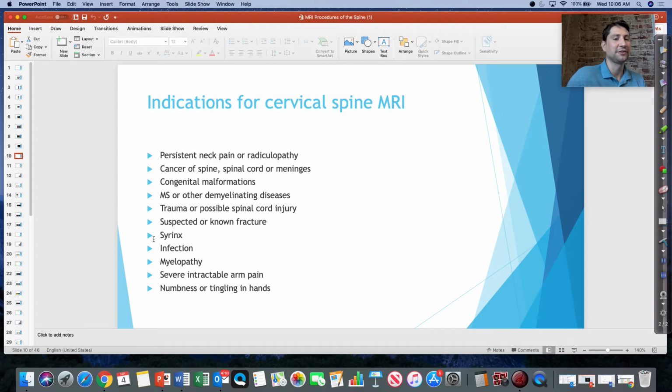Suspected or known fracture, syrinx. What's that from? What was that pathology that creates that, where we have CSF within the spinal cord? Chiari, yeah. Remember, we have all that build-up pressure because the cerebellar tonsils are starting to protrude through the foramen magnum, creates the syrinx. Infection, that's where we're going to need our contrast. Any cancer or infection, contrast enhance. Myelopathy, arm pain, numbness, tingling in the hands.